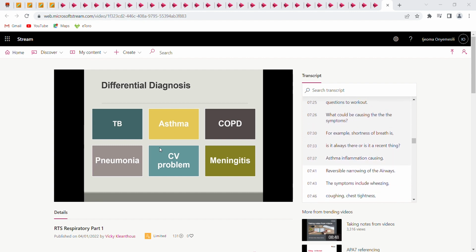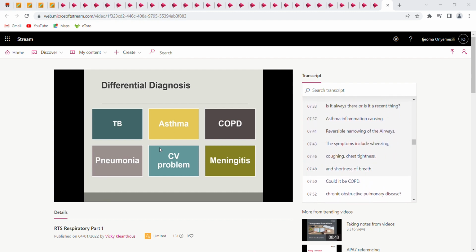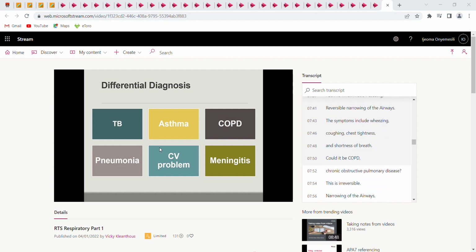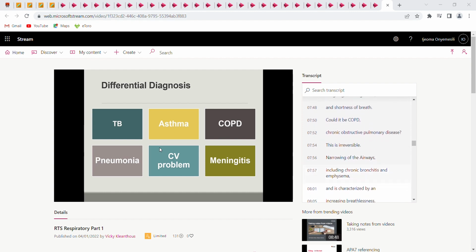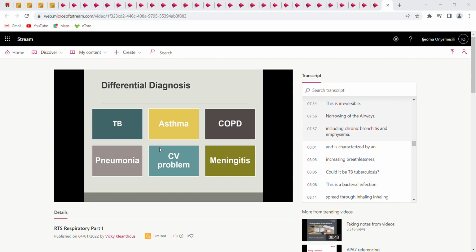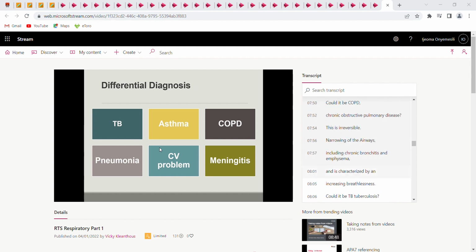Asthma, inflammation causing reversible narrowing of the airways. The symptoms include wheezing, coughing, chest tightness, and shortness of breath. Could it be COPD, chronic obstructive pulmonary disease? This is irreversible narrowing of the airways, including chronic bronchitis and emphysema, and is characterized by an increasing breathlessness.